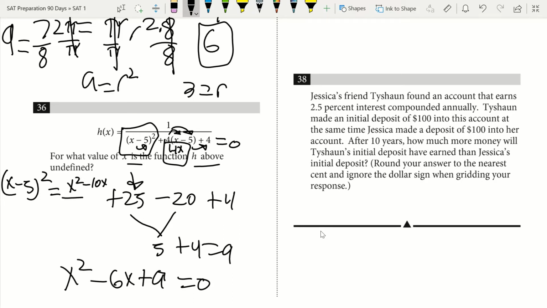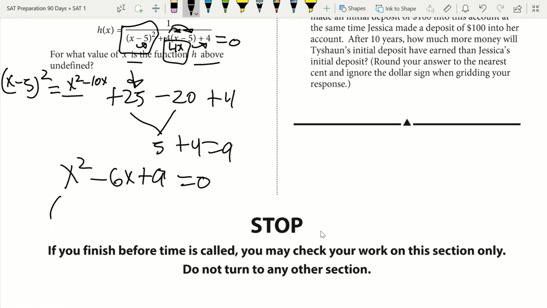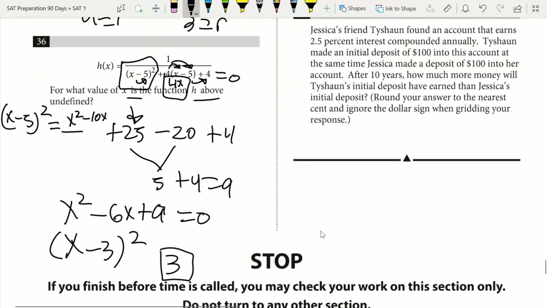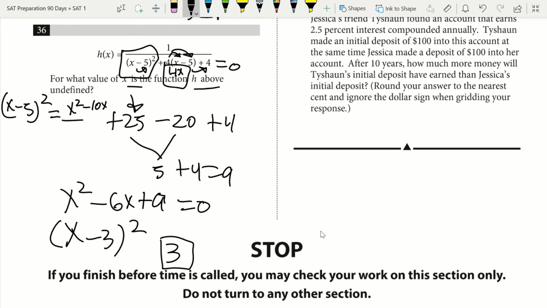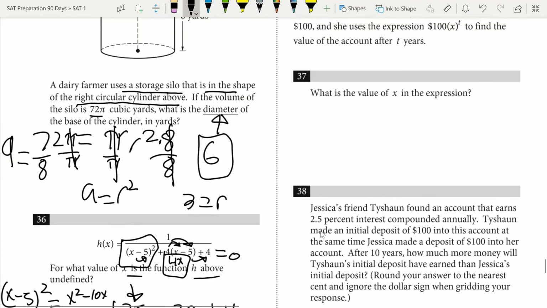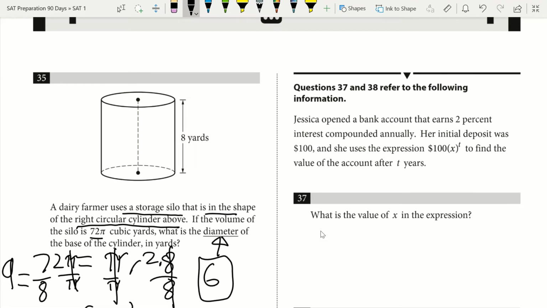At this point, all I got to do is factor. I'm looking at factors of 9 that add to negative 6. That's going to be x minus 3 times x minus 3, which is x minus 3 squared. So my only possible answer would be 3. So the answer for 36 is going to be 3. That one right there, not too difficult. I look at 37. We got a short statement here, looking like it's dealing with a financial model.